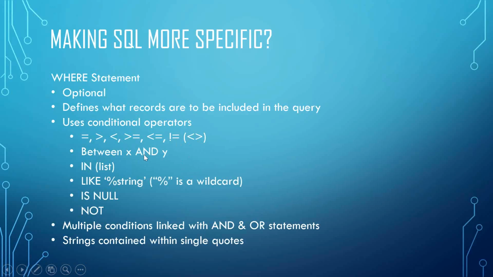Between is an operator between something and something. In is a list. Like is a wild card. Use the parentheses as the wild card symbol, and then what you're looking for after. We'll get to examples of these in a second. Is null, not, multiple conditions linked with and or, strings contained within single quotes.